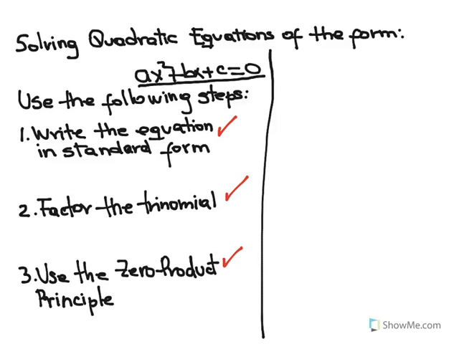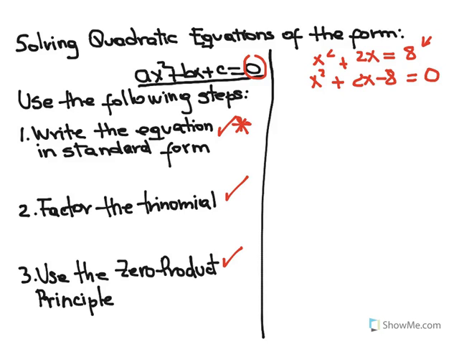Okay, so let's start with an example. The example that I would like to work is x squared plus 2x equals 8. Now, this equation is not written in standard form. In standard form, you have to have a 0 on the right side of the equal sign. So what I'm going to do is subtract 8 on both sides to get my 0 on the right side. Okay, so now I did my first step, which is I wrote the equation in standard form.